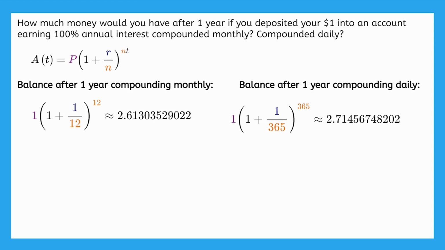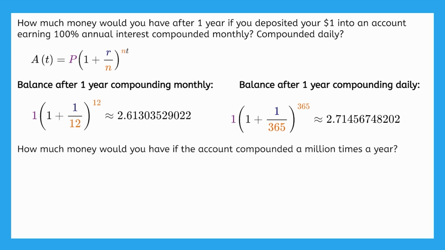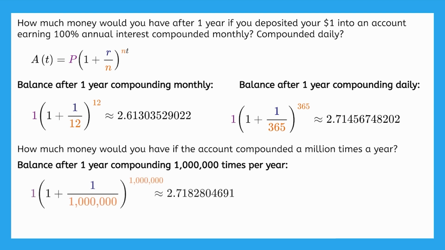Let's try compounding even more frequently. How much money would you have if the account compounded 1,000,000 times a year? Pause the video and calculate it yourself. Compounding 1,000,000 times a year, we'd only get around 2.72. What a tiny difference!